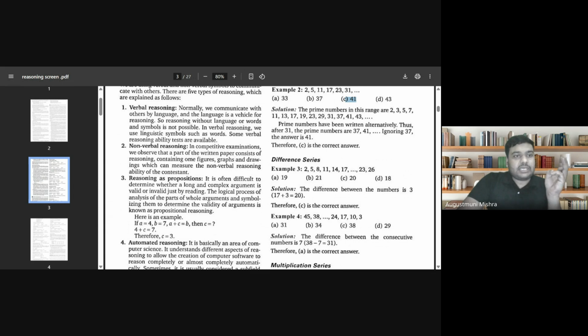Even numbers are divisible by 2. All even numbers are divisible by 2, and odd numbers are not divisible by 2. So you have to understand that.